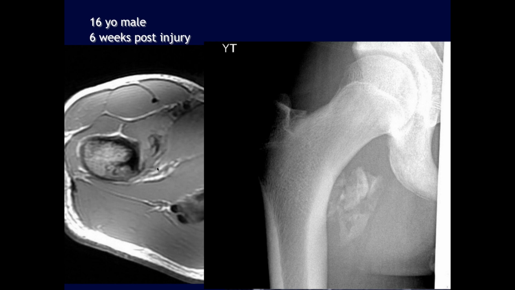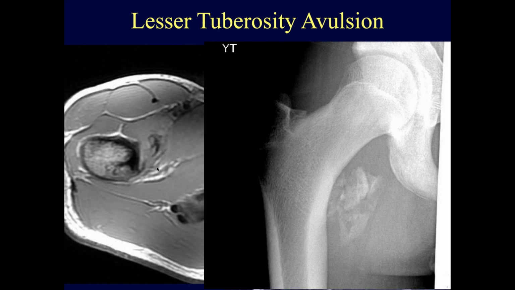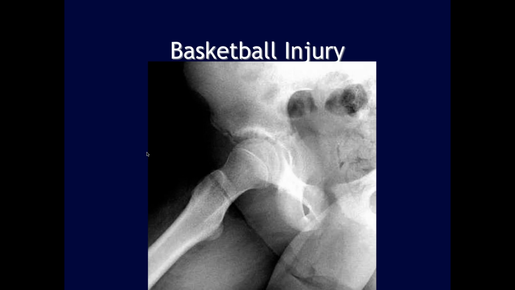Yeah, there is some surrounding calcification. This is probably some myositis ossificans. Yeah, so it's a lesser tuberosity avulsion with secondary myositis ossificans, probably from the hemorrhage, the hematoma that developed there. Good. Okay. Okay, Ashu.